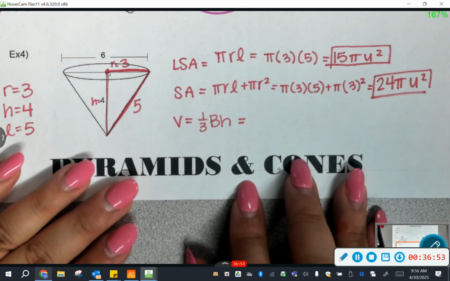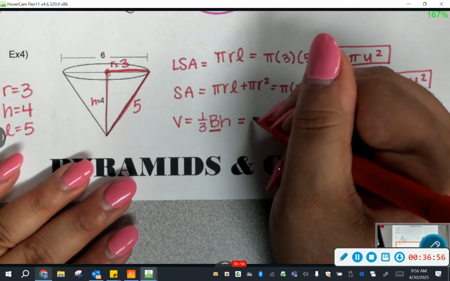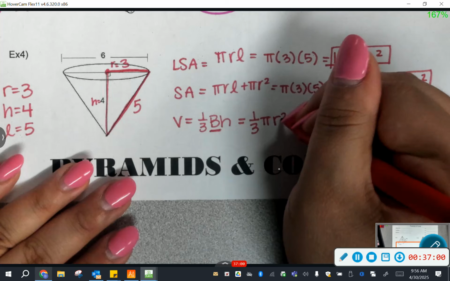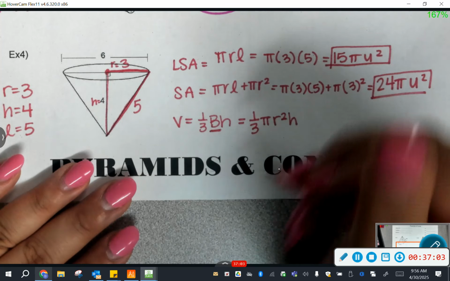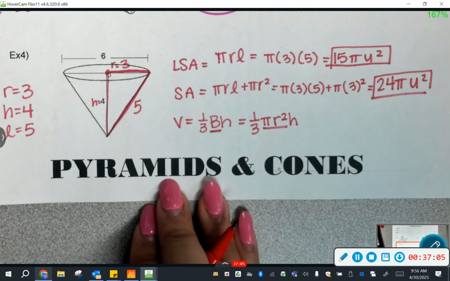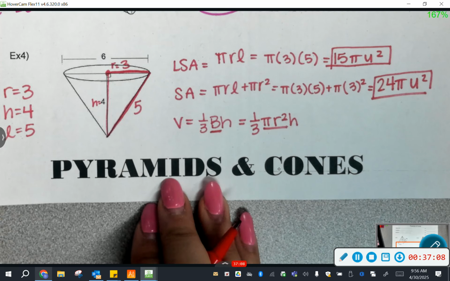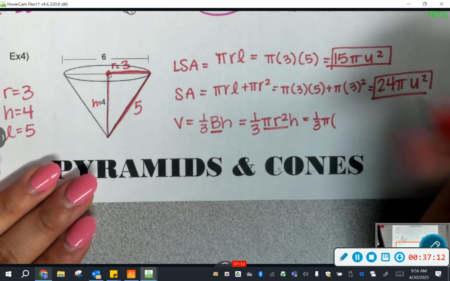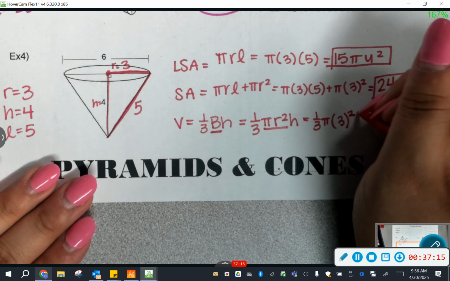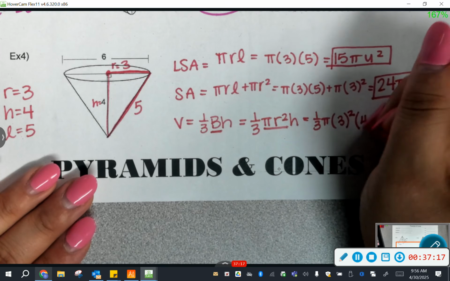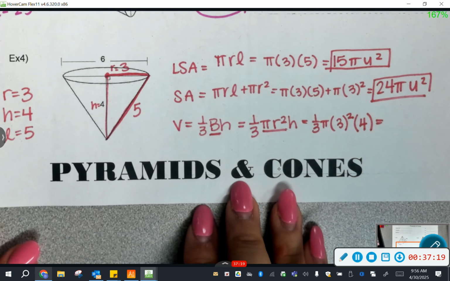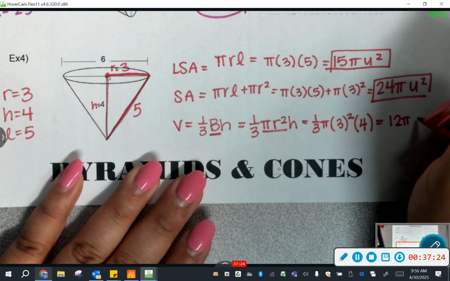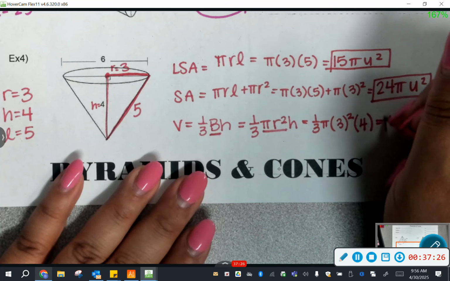And 1/3 big B H. Again, what is my big B going to be here? Pi r squared, and then don't forget your h. Big B, I turn that into pi r squared. My r is 3 squared. What's my h? 4. And when you put that in the calculator, what do you get? 12 pi, and it'll be units cubed.